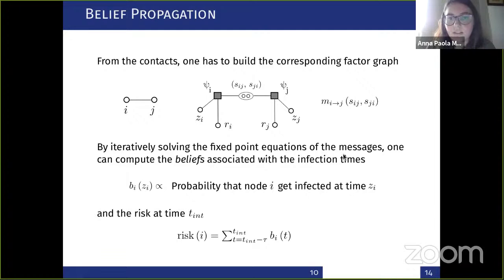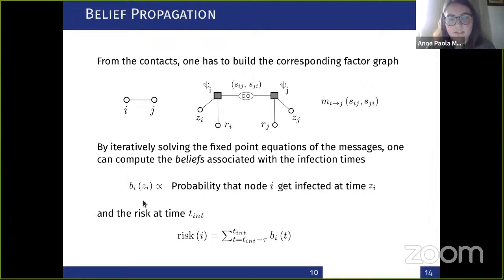And at convergence, what we can compute are the beliefs of belief propagation, which is basically an estimate of the probability that a node has a certain state. Here, for instance, we are interested in the probability that a certain individual i gets infected at time Zi. So to estimate the risk, we have plenty of choice.